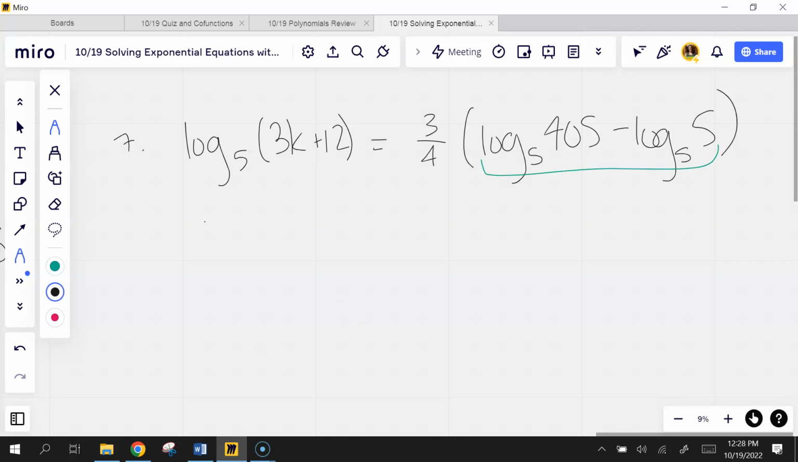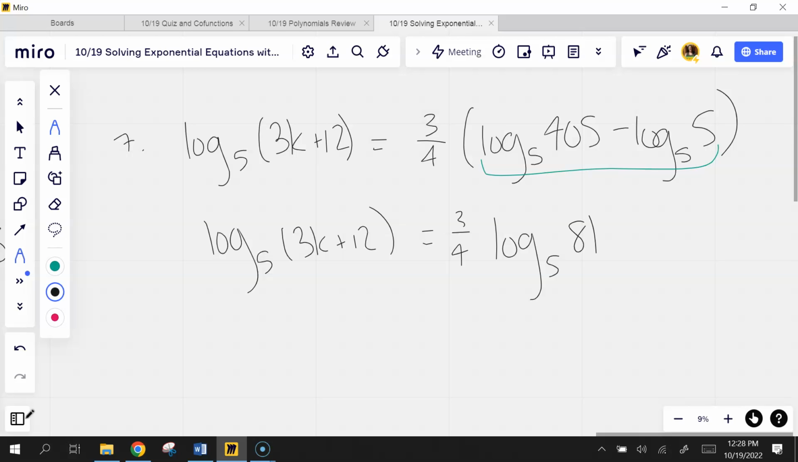All right. Log base 5, 3k plus 12 equals 3/4 log base 5 of 5 divided by 5, 81. Did you bring the 3/4 around? What is the 4th root of 81? 3, and then 3 to the 3rd is 27.